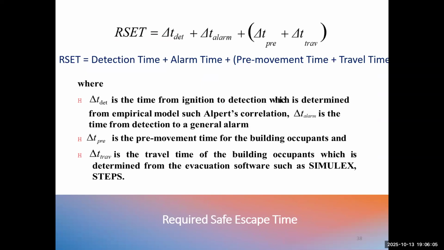So this is the RSET equation. As we mentioned before, the RSET is the detection time plus alarm time plus pre-movement time plus travel time. The detection time can be estimated from some empirical models, and the alarm time is usually very short. The travel time can be simulated with software like Simulex or STEPS. The most variable and uncertain factor is often the pre-movement time.